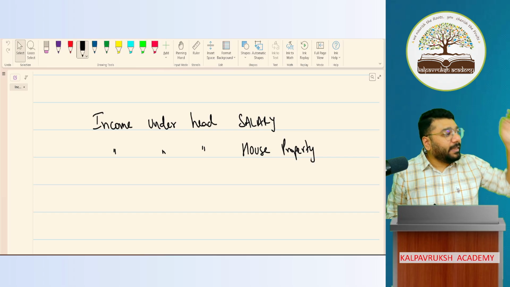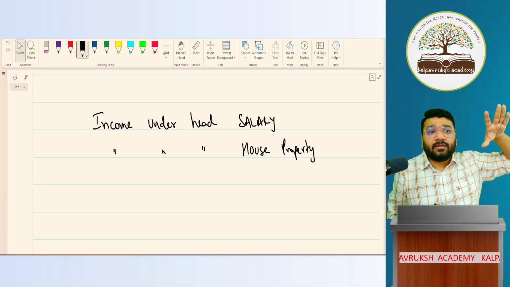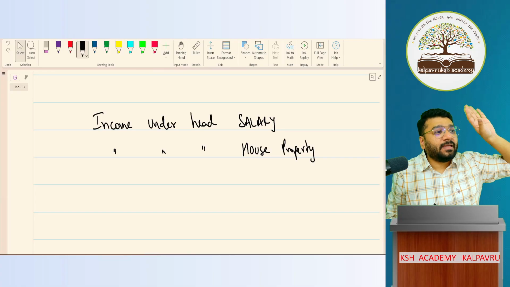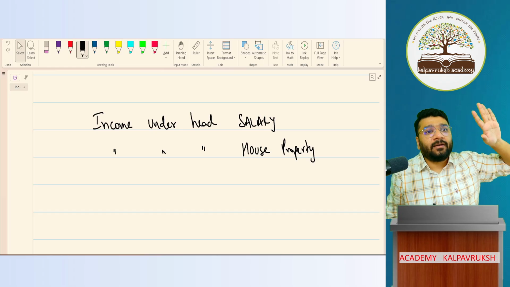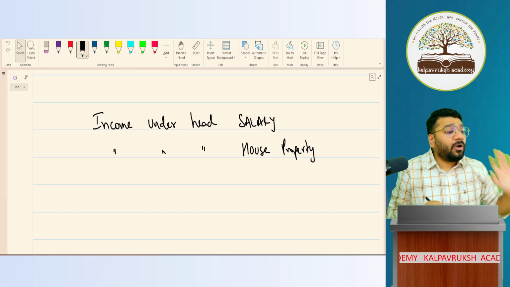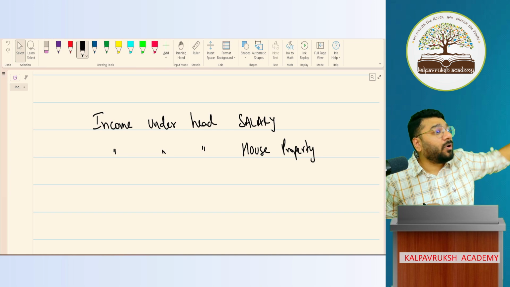Under this, only rental income comes. So any property that you have held for rental purpose, land or building, which you rent out, the rental income that you earn is called income under the head house property. This is the real name. Got it?